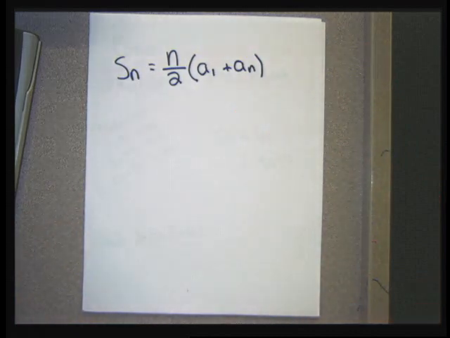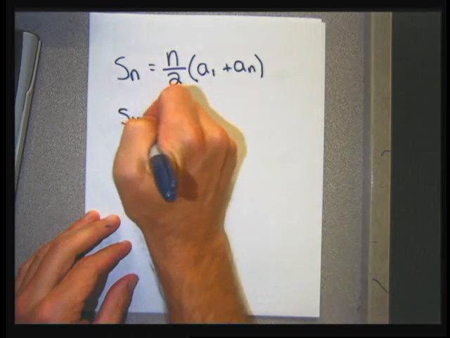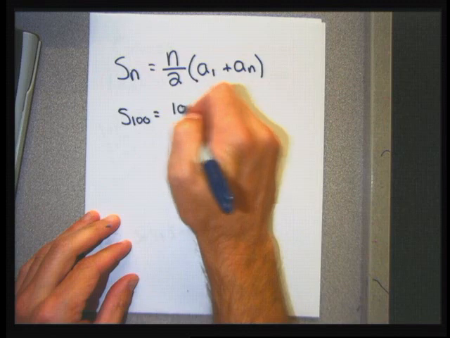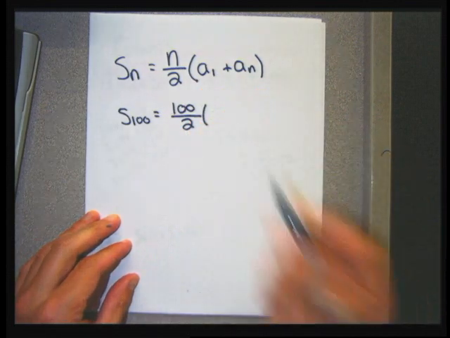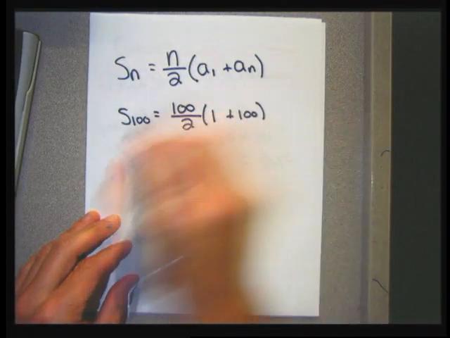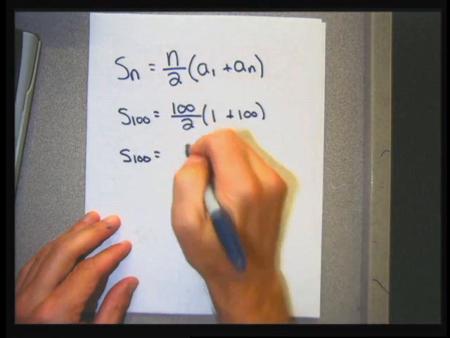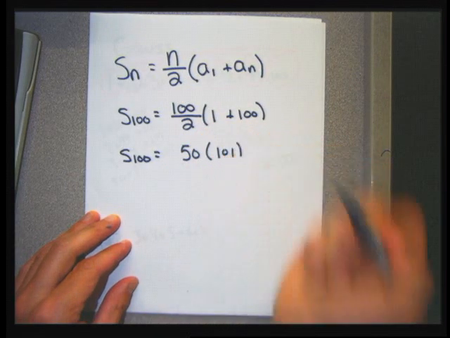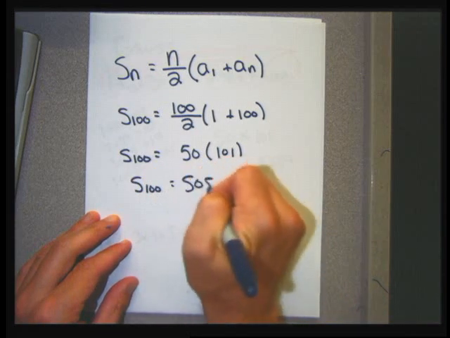For this particular Gauss problem, I'm trying to add up the sum of the first 100 numbers in an arithmetic sequence. I'm adding 100 numbers, so the n is 100. The first number is 1. The last number is 100. This tells me the sum of the first 100 numbers. 100 divided by 2 is 50. 100 plus 1 is 101. This is 50 times 101. The sum of the first 100 numbers is 5,050.